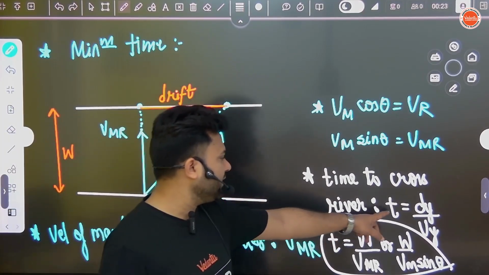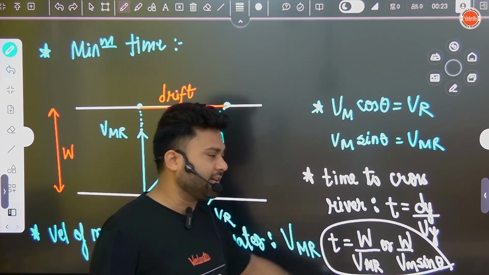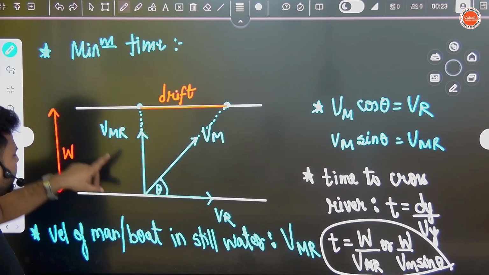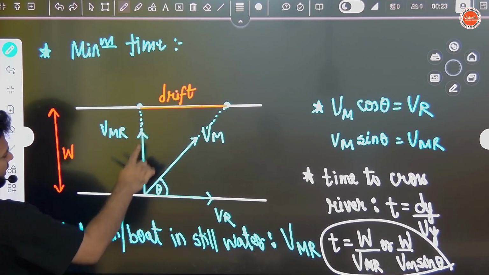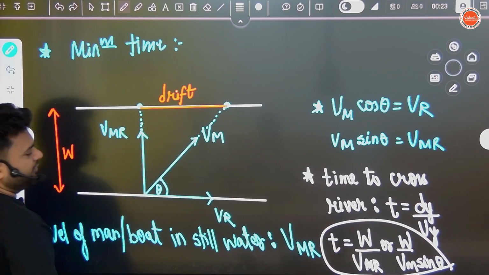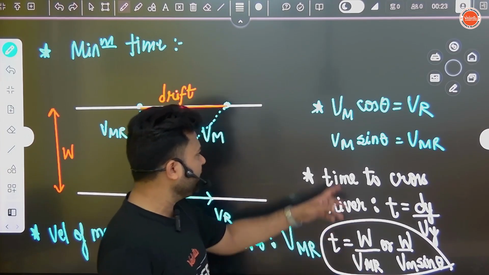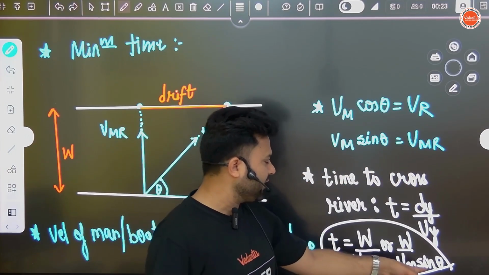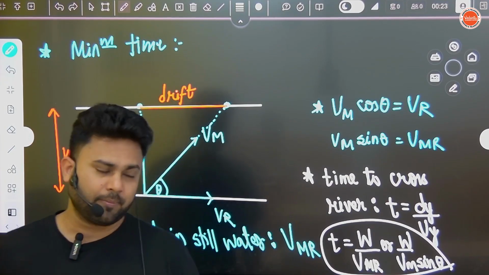So what is the basic funda? Distance in y direction is speed in y direction times time. Distance in y direction is W. What is the speed in y direction? VMR. So VMR. Achha, what is VMR from here? Vm sin theta. That's why I have written Vm sin theta.